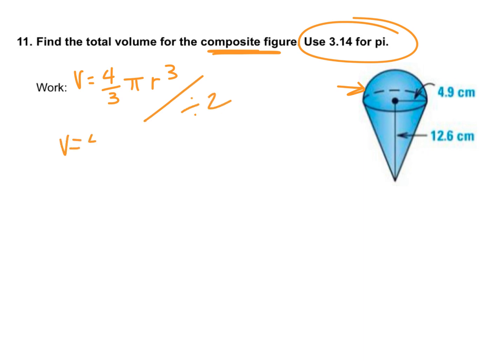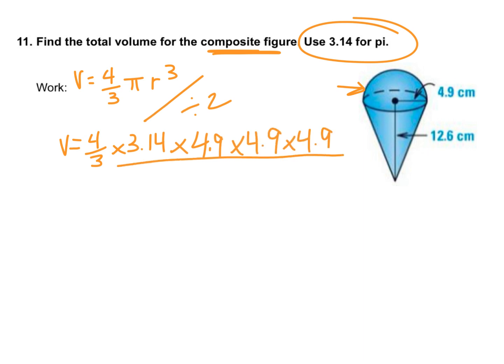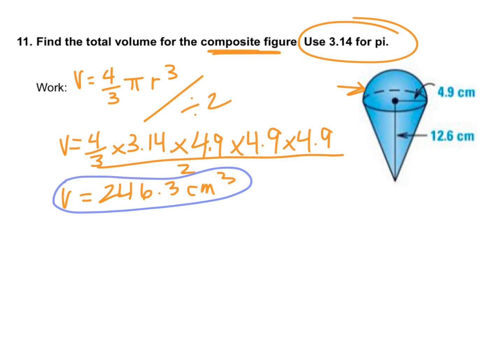Okay, so I'm going to do 4/3 times 3.14 times 3 of the radiuses, so 4.9 times 4.9 times 4.9, and then I'm going to calculate all of that and divide it by 2. When I do all of that, I get 246.3, and that's centimeters cubed. Okay, so the hemisphere is done.